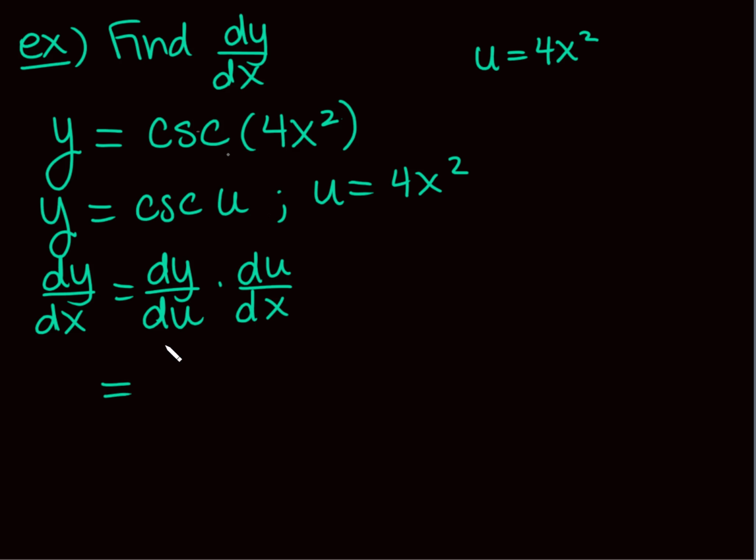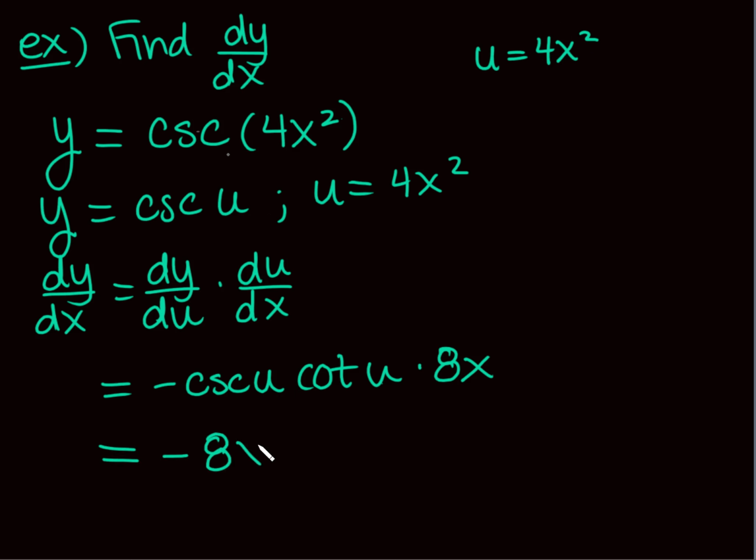So for dy du, what's the derivative of cosecant? It's negative cosecant u cotangent u. You must put a u with each of those. And then what's the derivative of u with respect to x? That is 8x. Then my last thing I'm going to do is plug in where those u's are. I'm going to plug in that 4x squared. Let's take that 8x and put it in front.